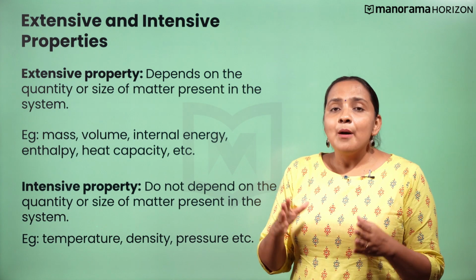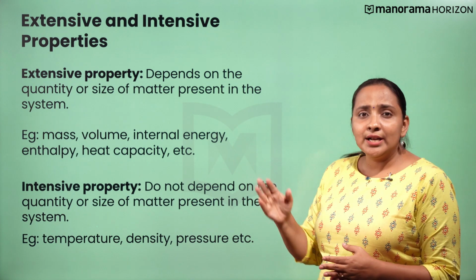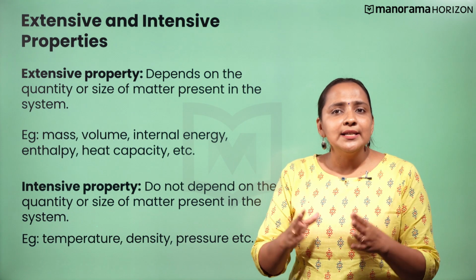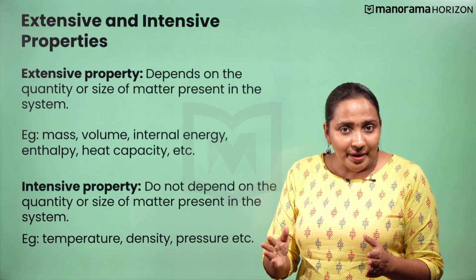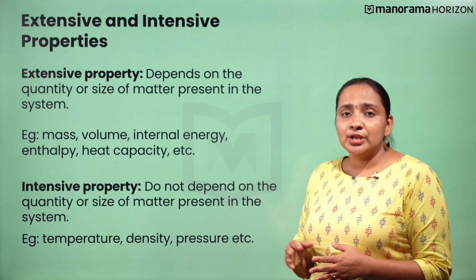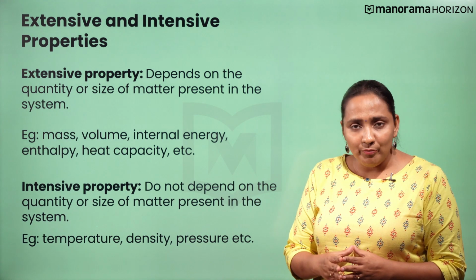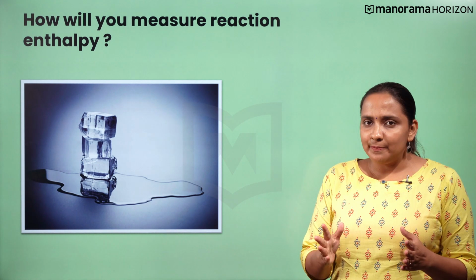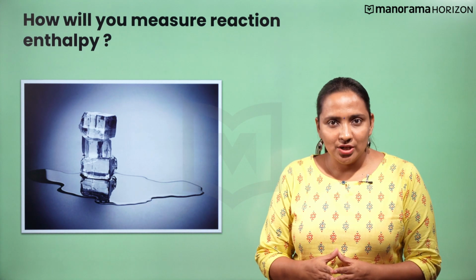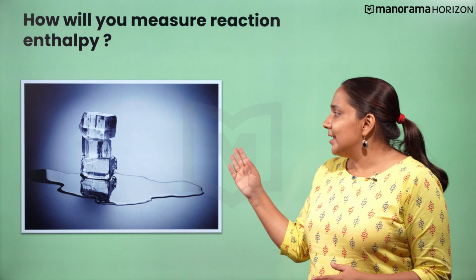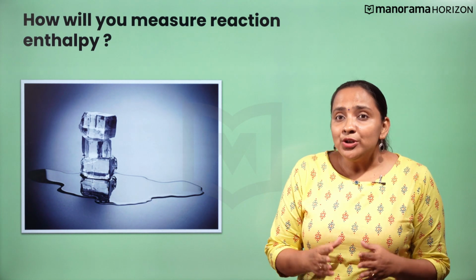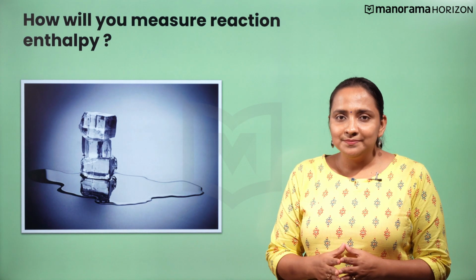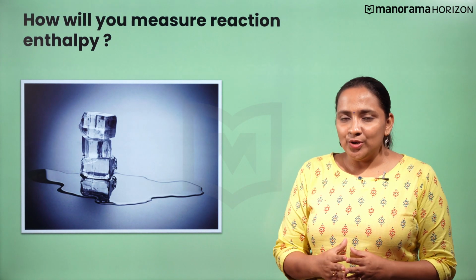For example, mass, volume, internal energy, enthalpy, heat capacity, etc. are extensive properties, while temperature, density, pressure, etc. are intensive properties. Here we have learned the experimental measurement of enthalpy and internal energy change. Next, consider melting of ice. Can you measure the enthalpy change accompanying the conversion of ice to water? We will discuss this in our next video.